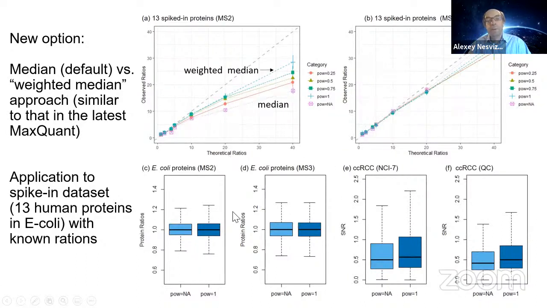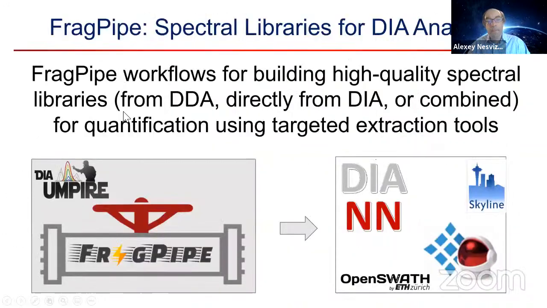So we are not using this as a default strategy, but we do have an option in TMT-Integrator to use, instead of aggregating PSMs using a median approach to the protein level ratios, a weighted median as an option for such data sets.